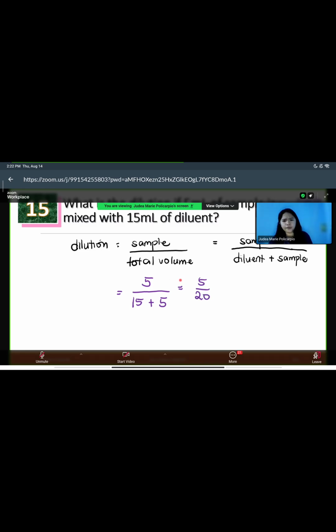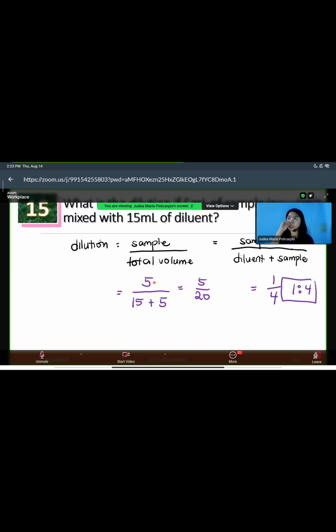And what is 5 over 20? 5 over 20 is equivalent to 1 over 4, or in short, 1 is to 4. Okay, so 1 is to 4. Ito ngayon yung magiging final answer natin. Oy, teka ma'am, paano naging 1 over 4 yung 5 over 20, ma'am? Paano naging 1 over 4 si 5 over 20?